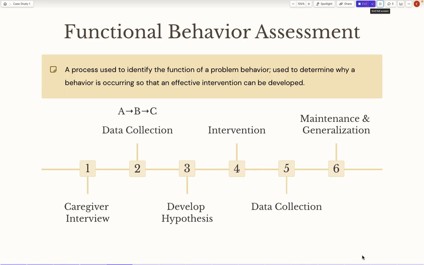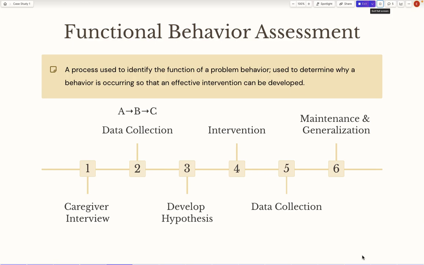A functional behavior assessment was used to identify the function of the problem behavior in order to determine why it occurs and what a functionally equivalent replacement behavior could be or would look like. So the first step was doing a caregiver interview to collect information from his mother regarding the behavior outside of the clinic in other natural settings like school and at home.